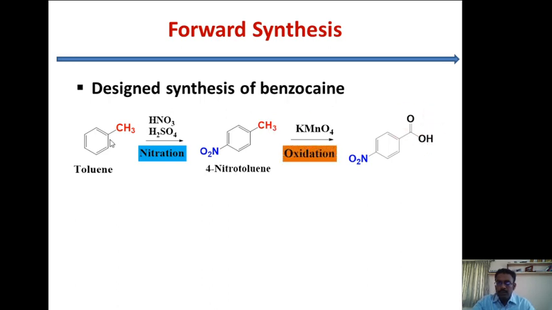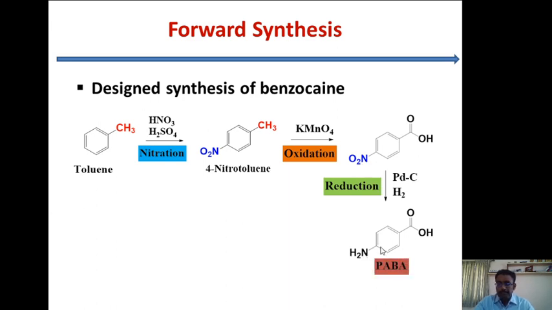So first nitration, then oxidation, then we do the reduction of the nitro group to convert it into the amine. Okay, so using the reduction reaction we are converting nitro into the amine group. So now we end up with para-aminobenzoic acid, PABA. It's popularly called PABA. It's a biologically very important molecule.